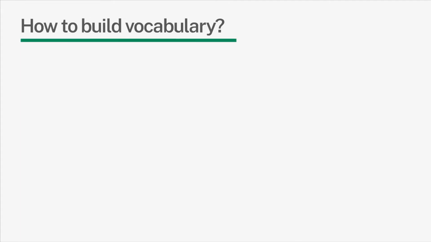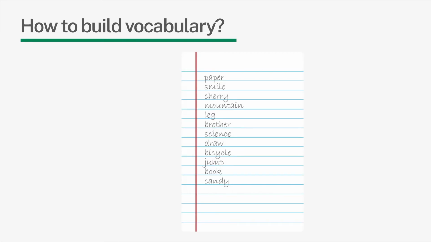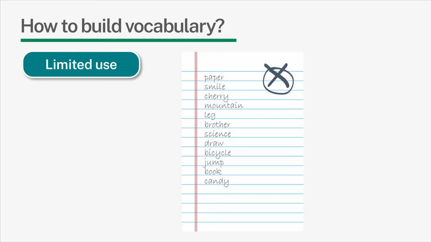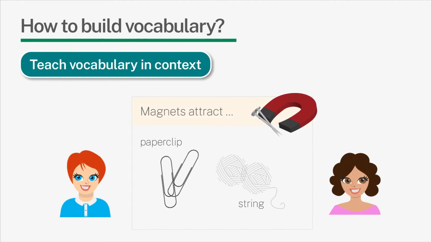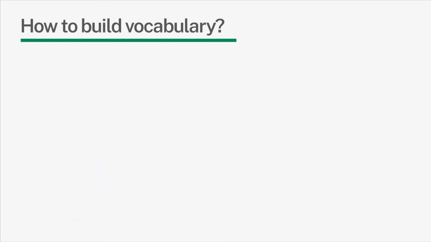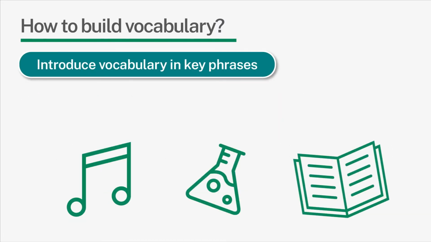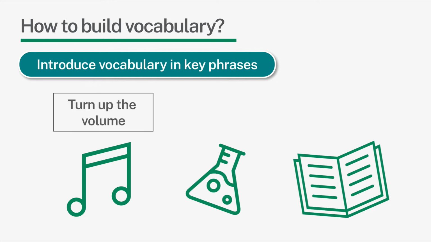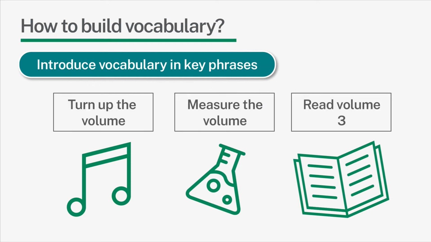How do we build vocabulary? We know that having learners memorize long lists of words taken out of context has limited use. So let's look at more appropriate ways for building a learner's vocabulary. First, it's far better to teach vocabulary in context and provide learners with opportunities to use new words for purposeful communication. It's also easier to learn and use vocabulary that has been introduced through key phrases and structures, rather than through individual words, thereby providing the learner with a helpful context for meaning.